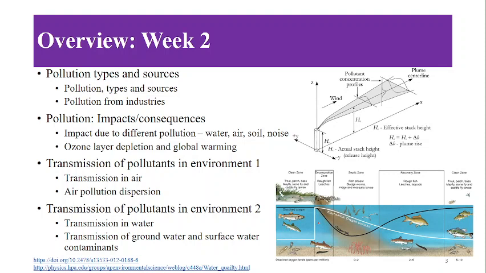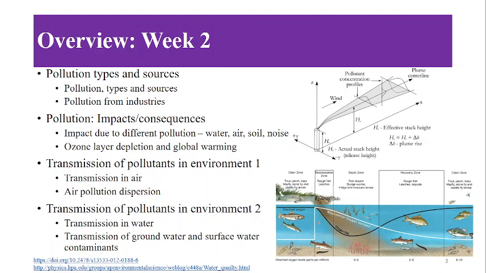Next, the impacts and consequences of pollution. Due to different types of pollution, such as water, air, soil, or noise pollution, each type causes a different impact. One of the major impacts it has caused is the global warming phenomenon and ozone layer depletion. Next, the transmission of these pollutants through the air medium and the water medium was discussed.